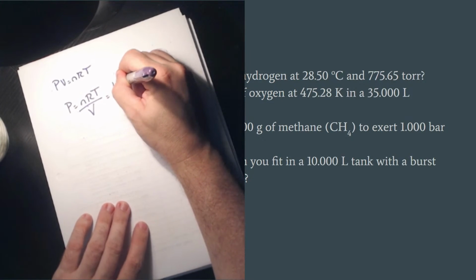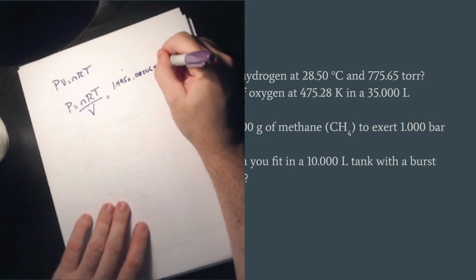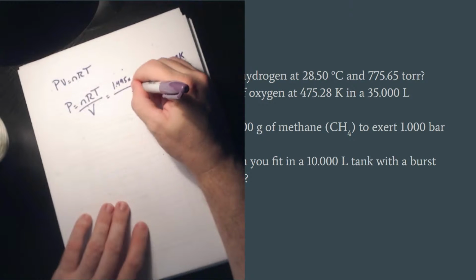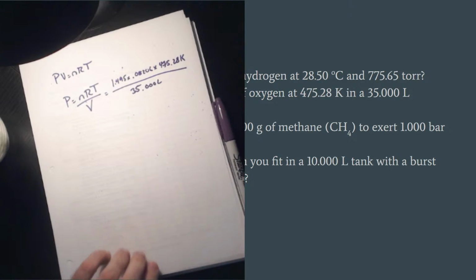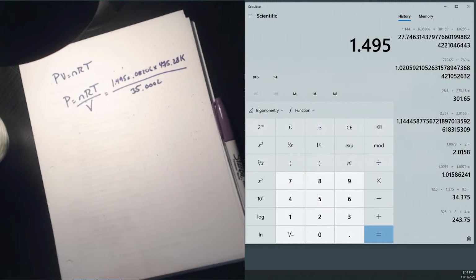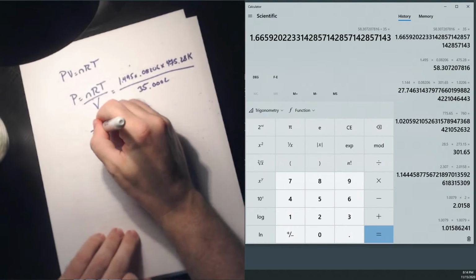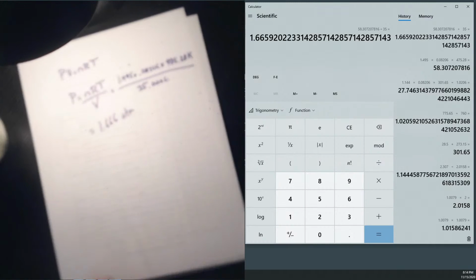So 1.495 times 0.08206 times 475.28 Kelvin divided by 35.000 liters. So, calculator, 1.495 times 0.08206 times 475.28 divided by 35 liters is 1.666 atmospheres of pressure.